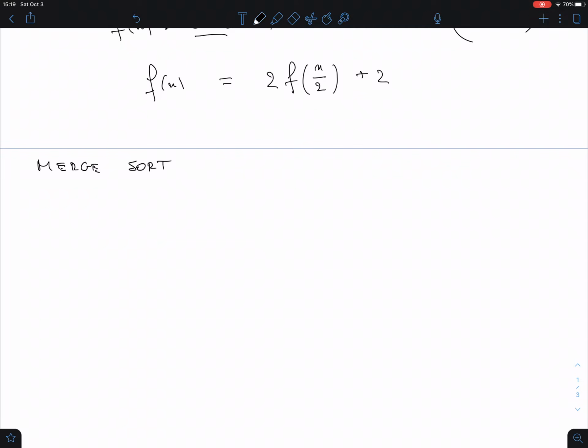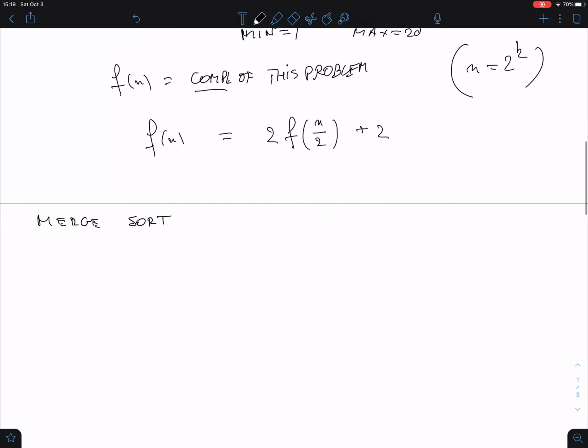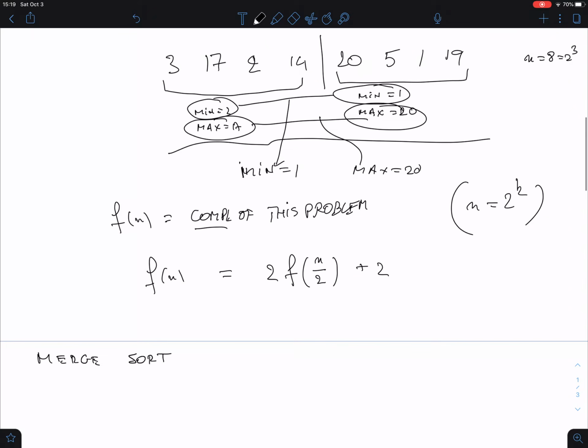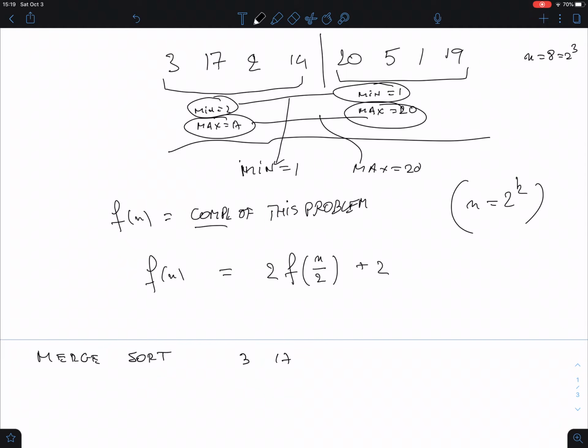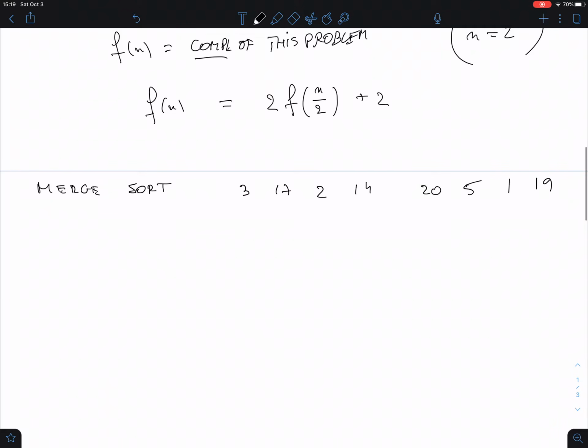Now let me remind you how it worked. So we have again a list of numbers. Let's take the list that we had here, right? 3, 17, 2, 14, 25, 1, and 19. What did we do in the merge sort? Again, we divided in 2. Okay, so we split the whole thing in 2, and then we sorted the individual lists.